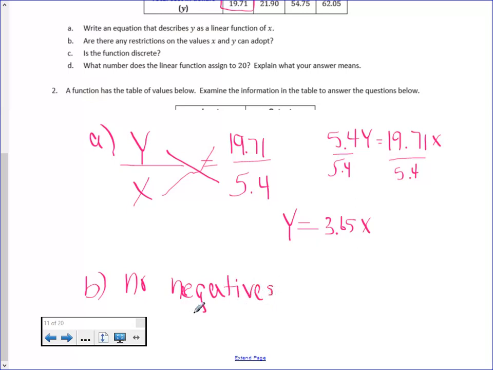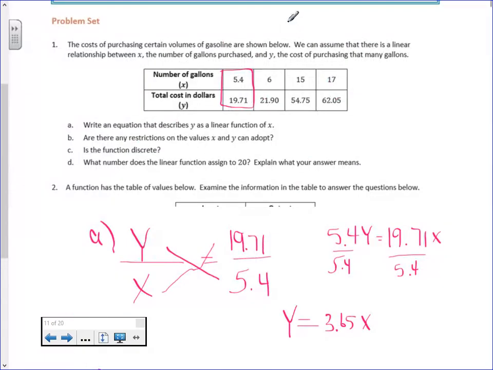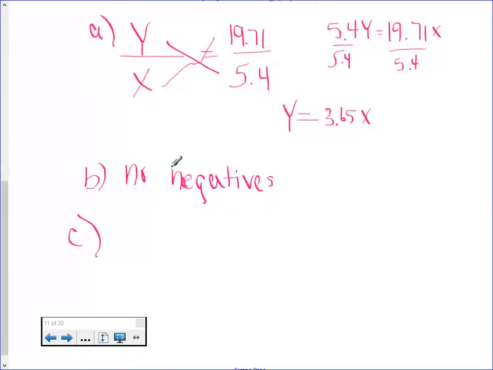C says, is this function discrete? Yes or no? We look up here, your number of gallons. You could have any type of number. You could have a decimal, you could have a fraction, you could have a whole number. So this is going to be continuous.